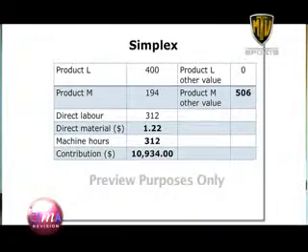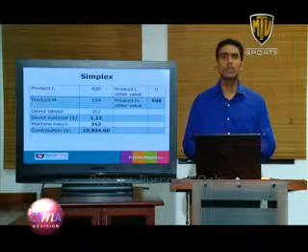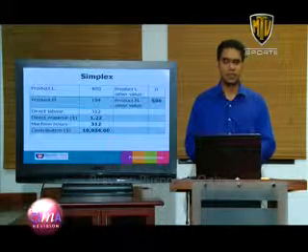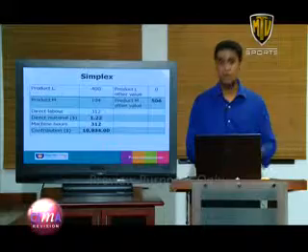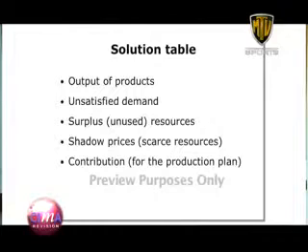Okay? And let me quickly show you a list of what we are likely to see in an output table, explanation-wise. So this is what you're likely to see. Output of products, okay? The production levels, effectively. Any unsatisfied demand, surplus or unused resources, shadow prices, that's only available for scarce resources. So if you don't have enough, meaning a limiting factor, you might see a shadow price. Contribution for the production plan that we've come up with.